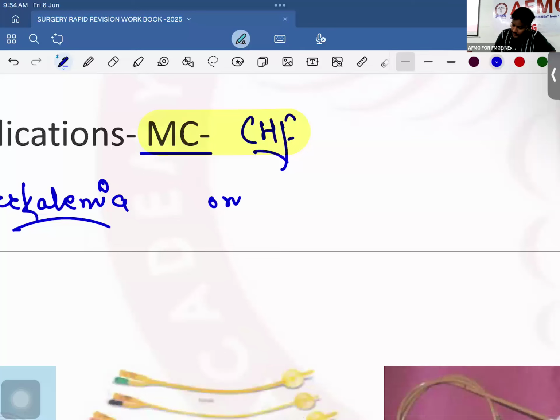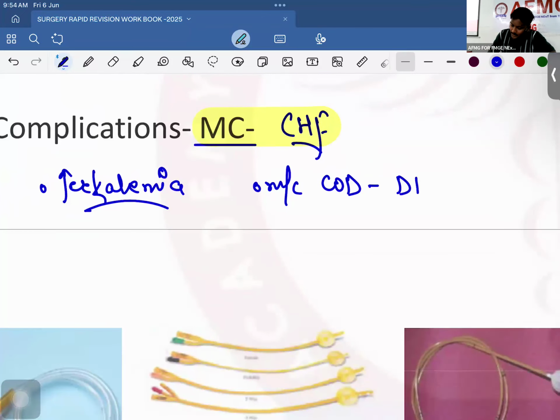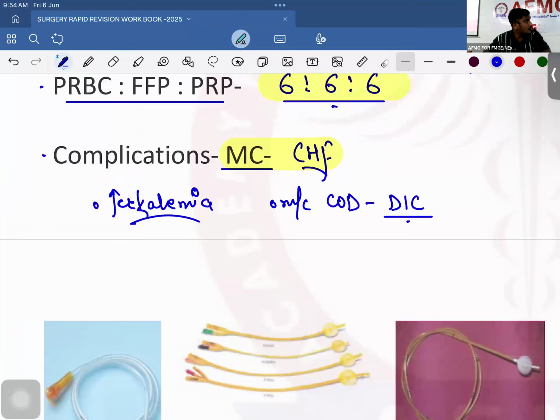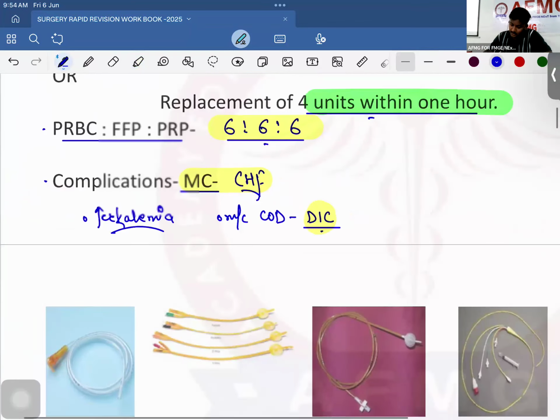Next, if they ask you what is going to be the most common cause of death after a massive blood transfusion, the answer has to be DIC. That is nothing else but disseminated intravascular coagulopathy. So DIC is the most common cause of death after a massive blood transfusion. That is what is important again to remember. Understood? Okay. So these are the major complications.